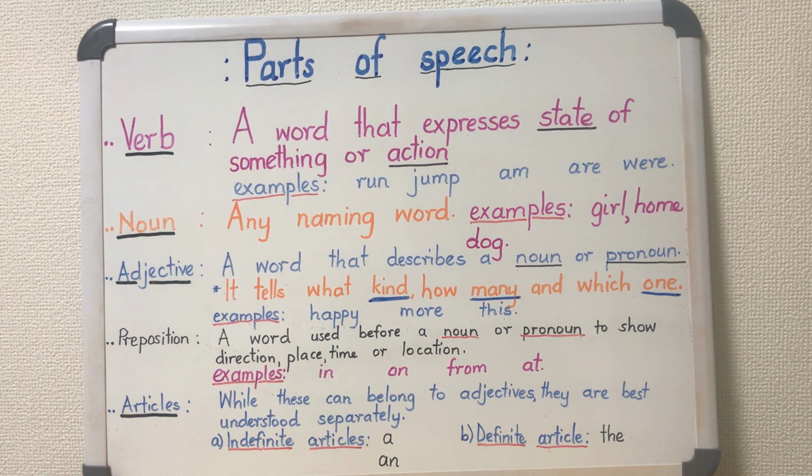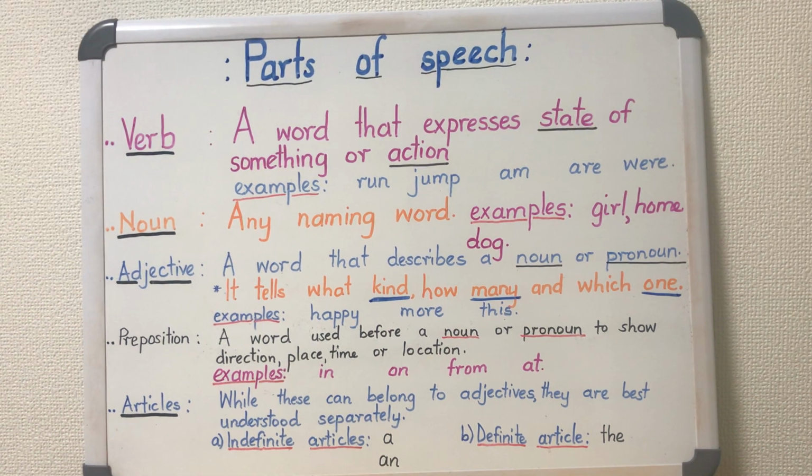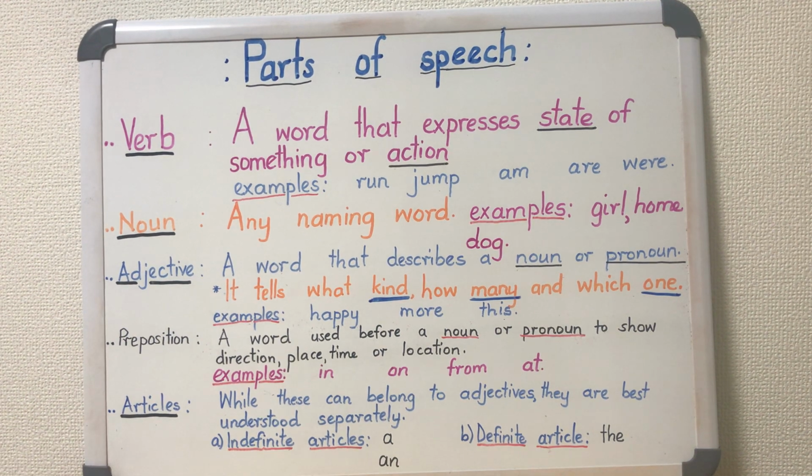The third aspect we are looking at today is adjectives, or an adjective. What is an adjective? A word that describes a noun. We've just looked at a noun and we said a noun is a naming word. And here we're being told that an adjective describes a noun, or not only a noun, but a pronoun.